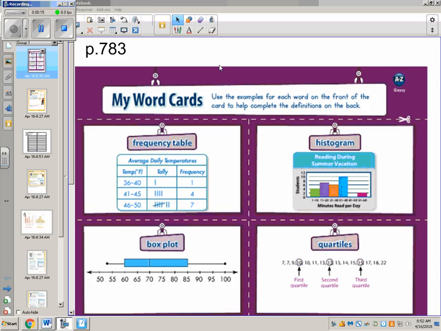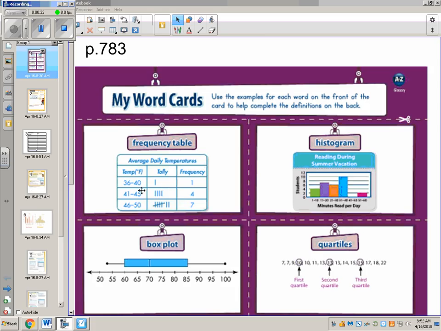Chapter 16 is all about statistics and data and how we organize numbers into charts and tables in ways that make sense. So the first word I want to talk about on your vocabulary list is a frequency table. So this is an example of a frequency table.